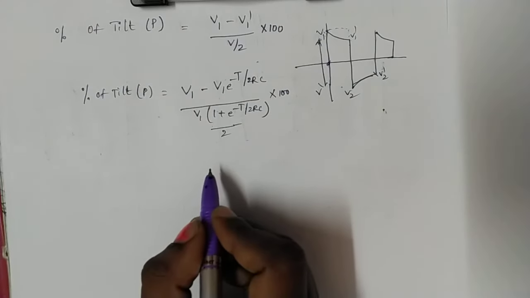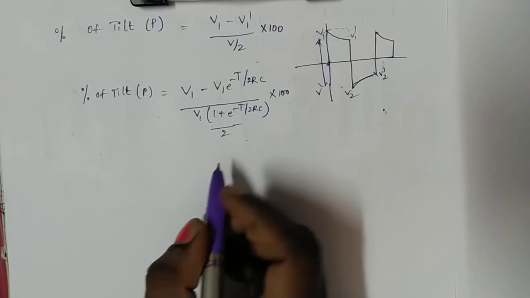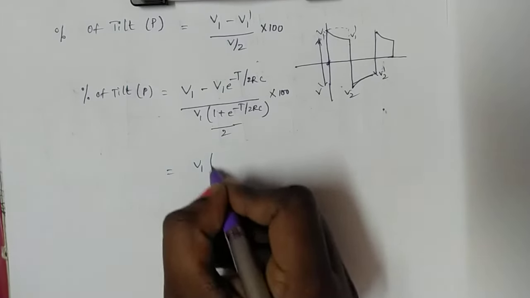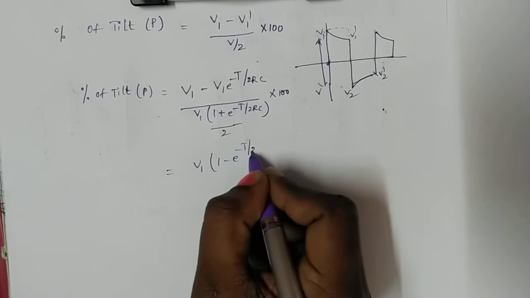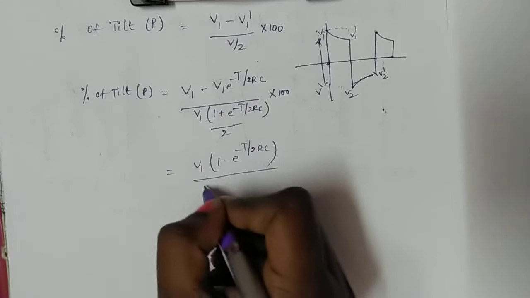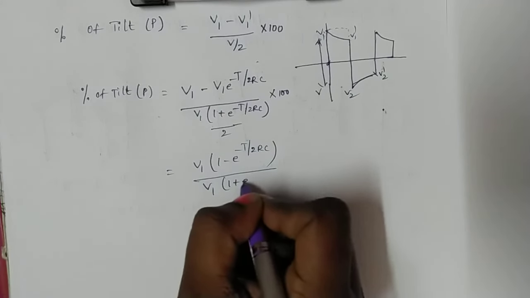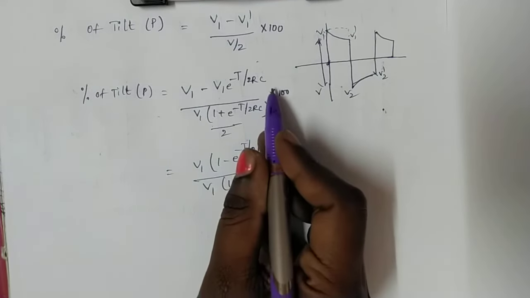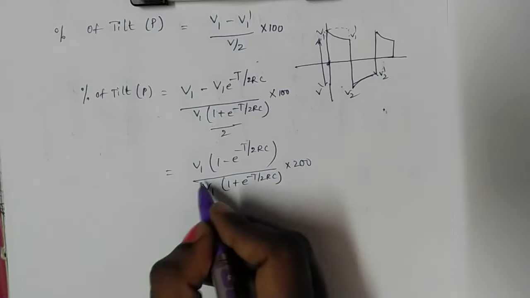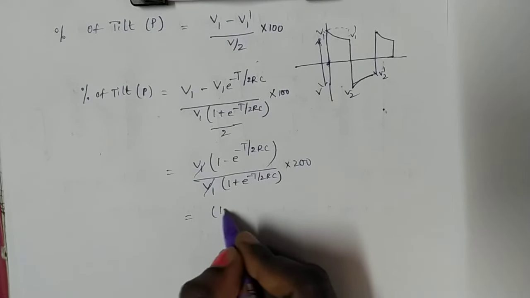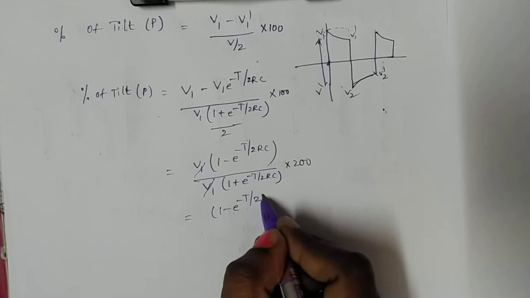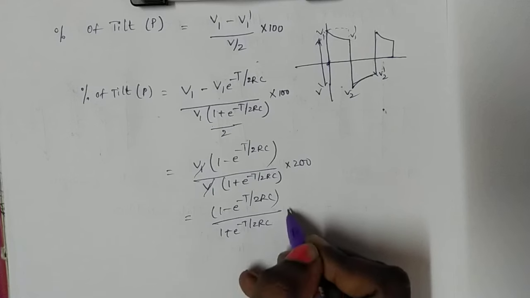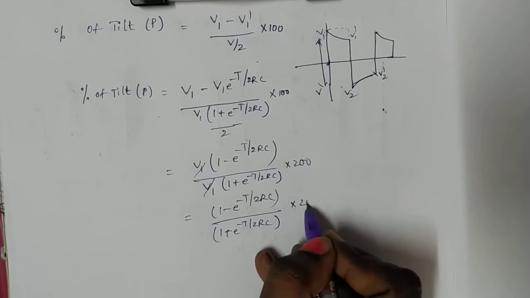Now simplify this one. We will get the percentage of tilt. Taking V1 as common in the numerator, that is equal to V1 into 1 minus e power of minus t by 2RC, by V1 into 1 plus e power of minus t by 2RC, into 200. Bringing this 2 into the numerator, it becomes 200. So now V1 and V1 get cancelled. We will have 1 minus e power of minus t by 2RC by 1 plus e power of minus t by 2RC into 200.